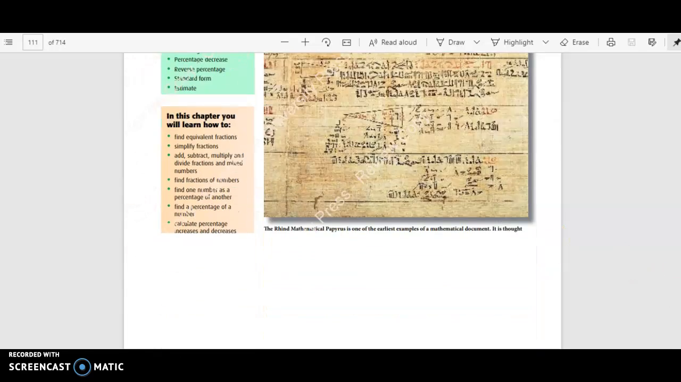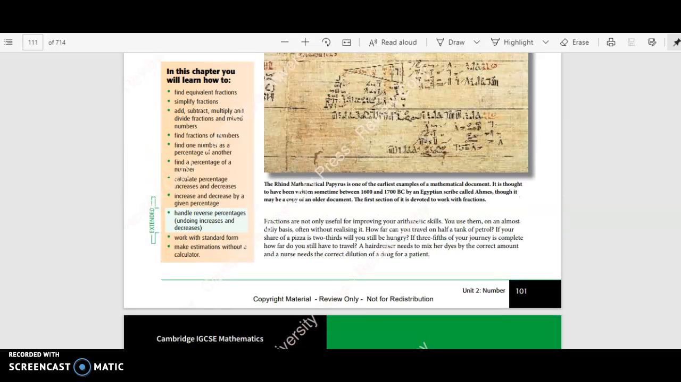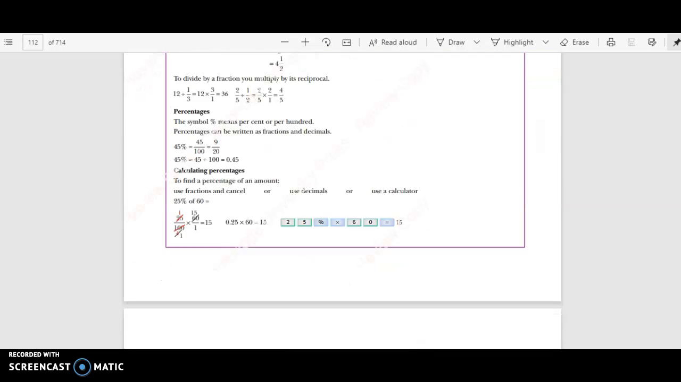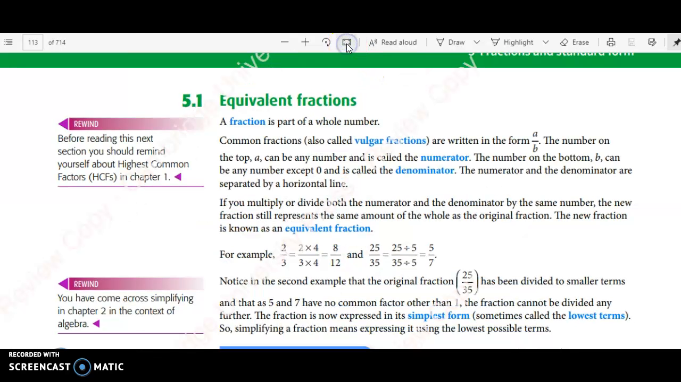Now we are going to look at the learning objective. Okay, in this meeting, we are going to learn about finding equivalent fractions and then simplifying fractions and adding, subtracting, multiplying, and dividing fractions and mixed numbers. Okay, now let's look at the first subchapter about equivalent fraction.